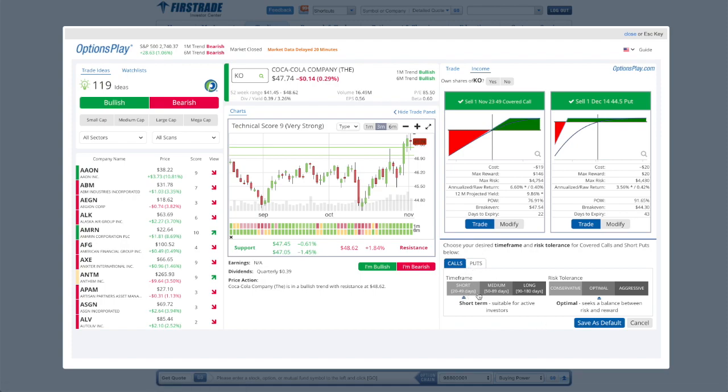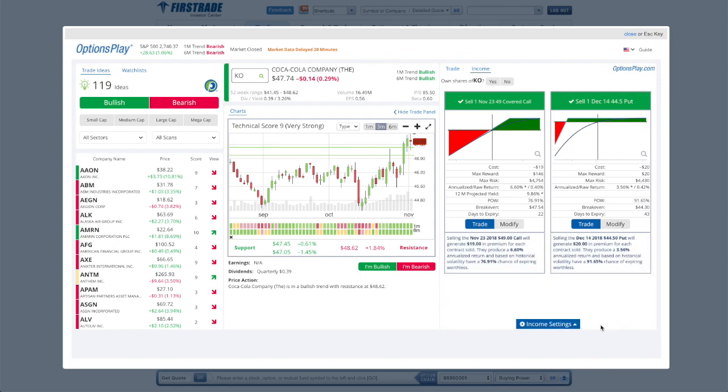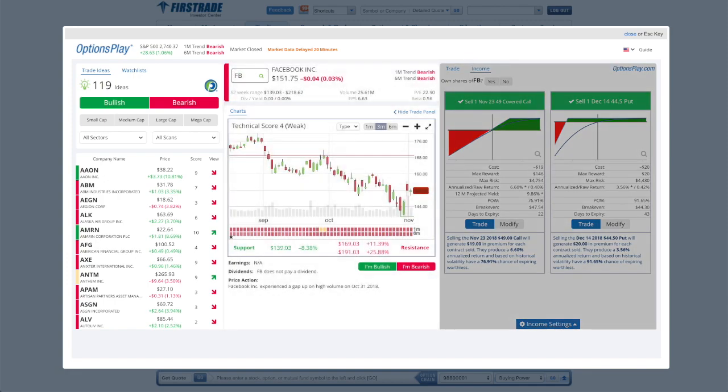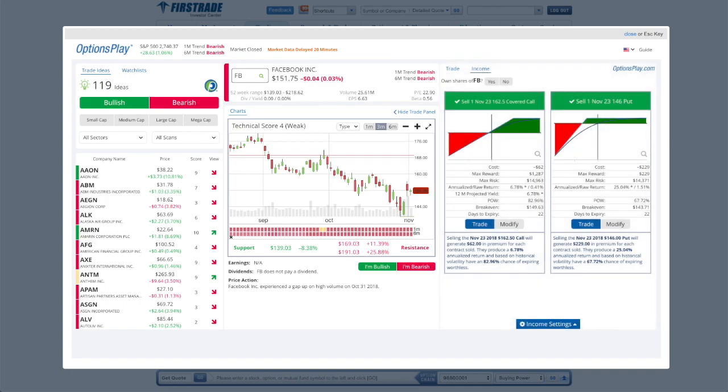You can select a time frame based on how far out you typically like to sell covered calls, short, medium, or long term. And you can even select your risk tolerance for conservative, optimal, or aggressive. Clicking on each one will display to you what these risk tolerances mean, and you can select the appropriate risk tolerance and time frame that suits you for both calls and puts. Once you save this as default, any symbol that you type in, the covered call and short put idea that's returned back to you is going to be driven off of the personalized settings that you created in your income settings.